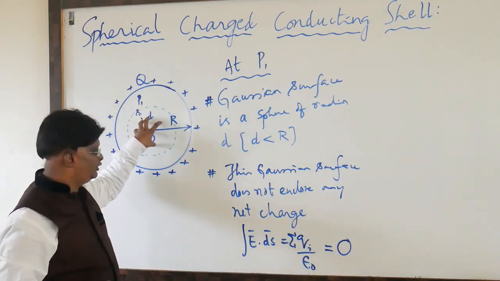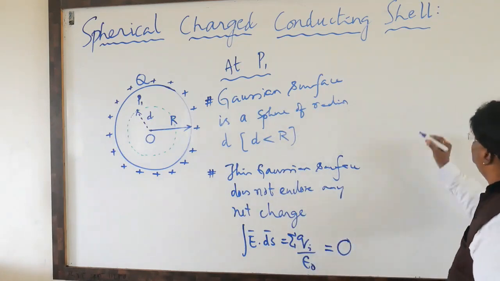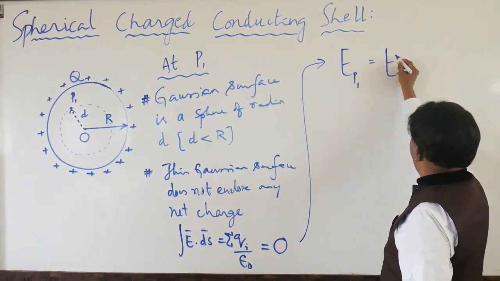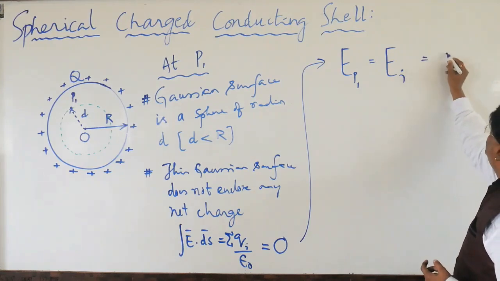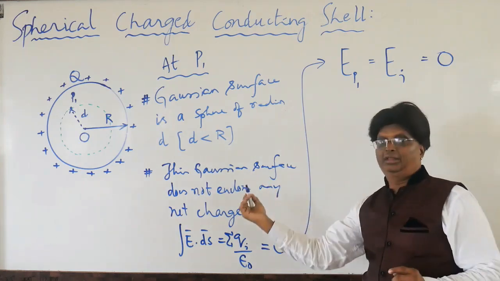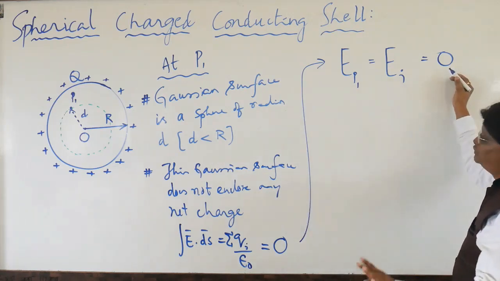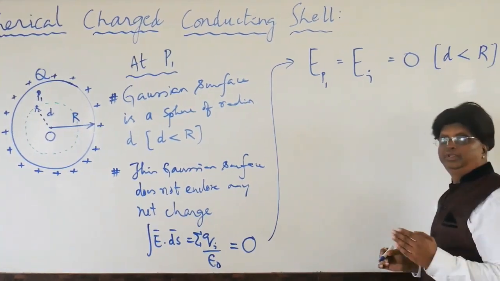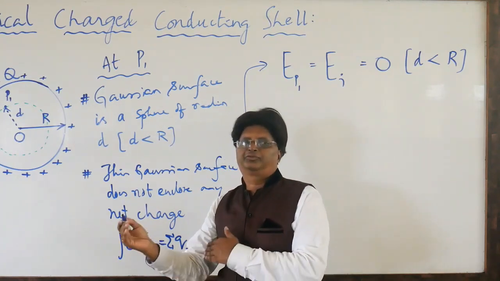Because there is no charge inside this Gaussian surface, all this expression will give us one result. Therefore, this will yield our result as E at P1, which is nothing but E, I am writing I for inside. E_I is equal to 0. No field is present inside the charged shell or charged conducting sphere. E_I is equal to 0 for d less than R. At any inside point, the field is 0.